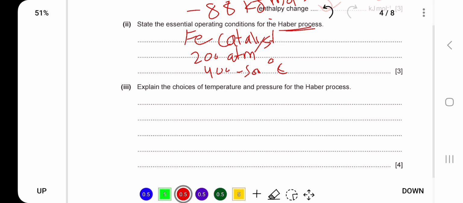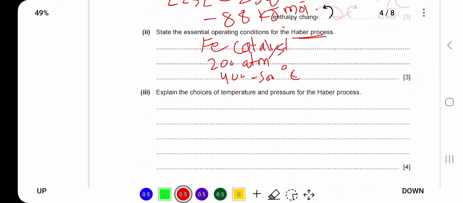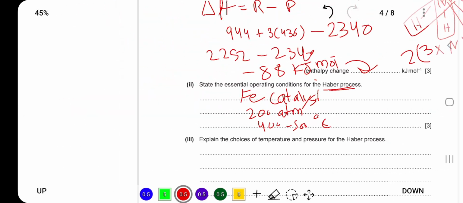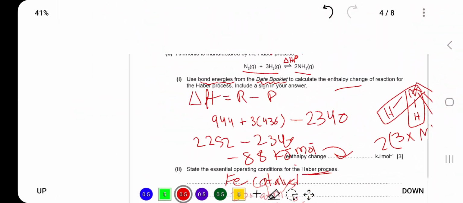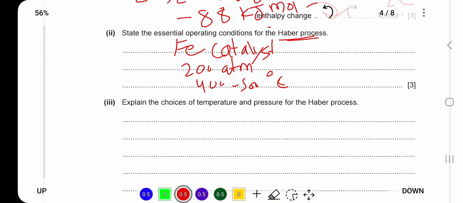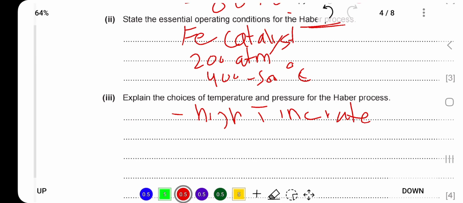Okay. Explain the choices of temperature and pressure for the Haber process. I read the mark scheme and was really kind of confused by it, but okay, whatever. The first point says that high temperature increases rate, which you know, so we're going to write that temperature always increases rate when you increase it, and low temperature improves yield.